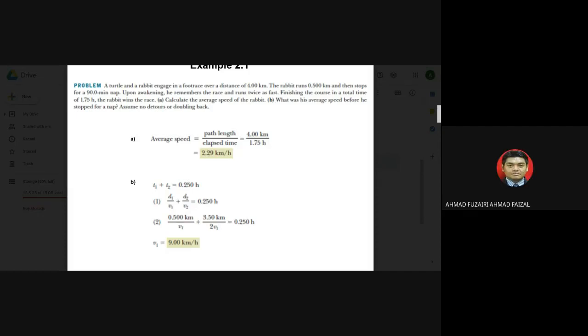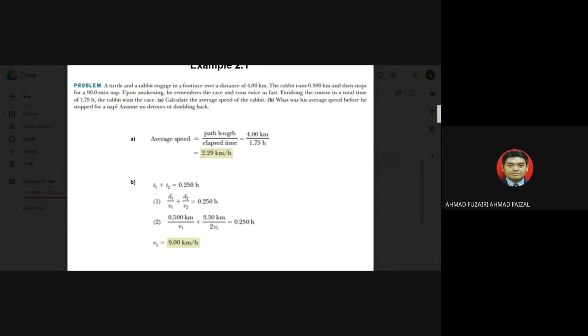90 minit bersamaan dengan 1.5 jam, 1.5 hours. Okay, so the total time taken for the rabbit to win the race is 1.75. So right now 1.75 minus 1.5, you get 0.25 hours. That will be the only time taken for the rabbit before he stops for a nap.